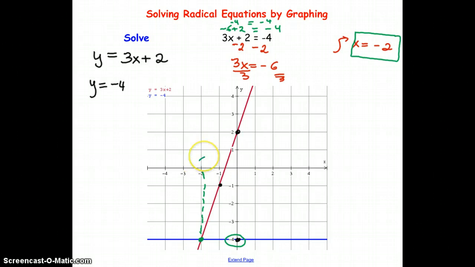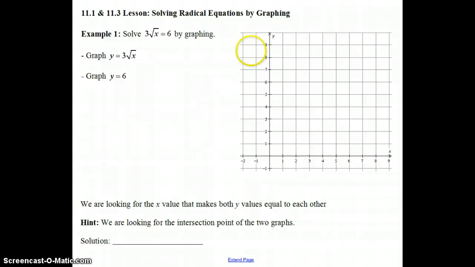The x value that we get, which is -2, is our actual answer because that's what makes our left side equal to -4 and our right side equal to -4. So the general approach would be to take your equation, break it up into the left side and the right side equation, graph them separately, look for the intersection point, and then look for the x coordinate of the intersection point because that's going to be your answer since you're looking for the x.